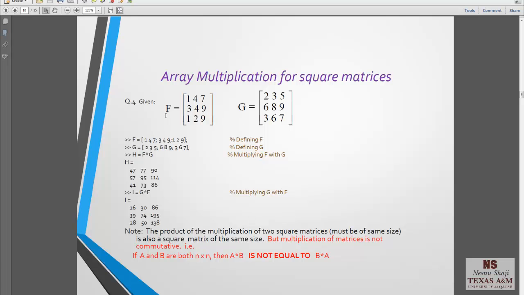This is an example where F and G are two square matrices and they have the same size as well. So it is possible to multiply F with G, and also we can multiply G with F according to the rules of linear algebra, but the product matrices H and I are different. So the product of the multiplication of two square matrices, which are of the same size, is also a square matrix of the same size. But multiplication of matrices is not commutative, which implies A multiplied with B is not equal to B multiplied with A.